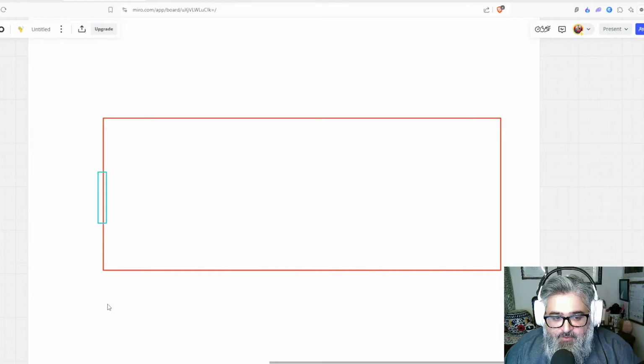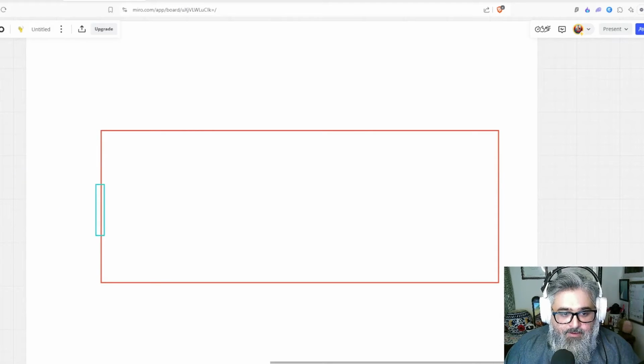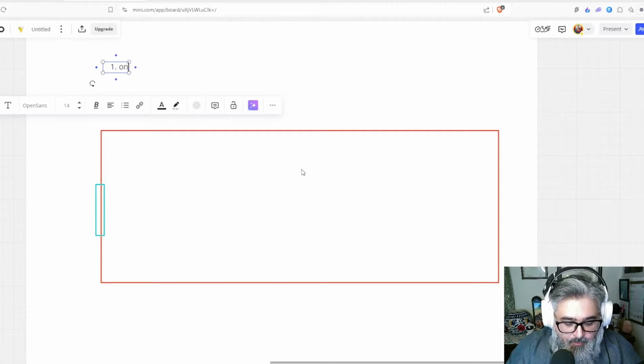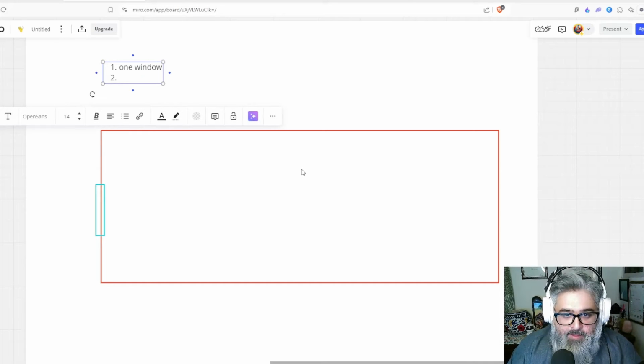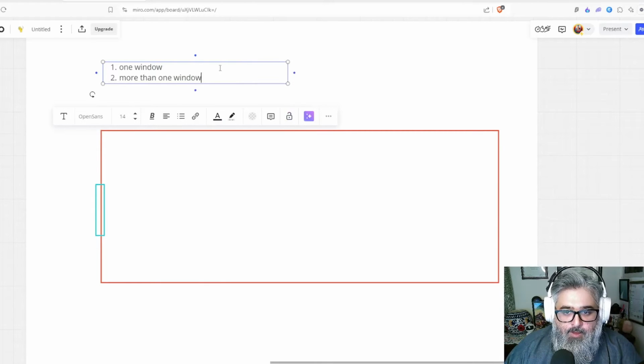Okay, so if there's just one window in the entire restaurant, what are we going to say? Let's come up with two scenarios, right? One scenario is one window, and the second scenario is more than one window. Well, if there's just one window, he's going to say the window. And if there's more than one window, he's going to say a window, exactly, right?